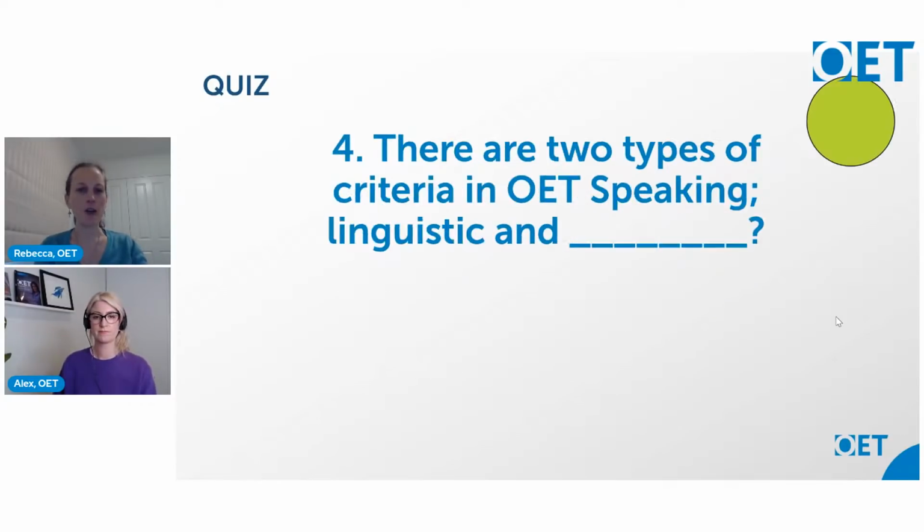And question 4. Alex was just talking about these. There are 2 types of criteria in OET speaking: linguistic criteria and what? What's the name of the other criteria that you are assessed for in OET speaking? This could be a challenge for your spelling, but have a good go at it.